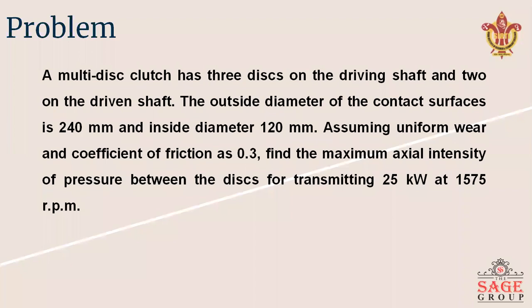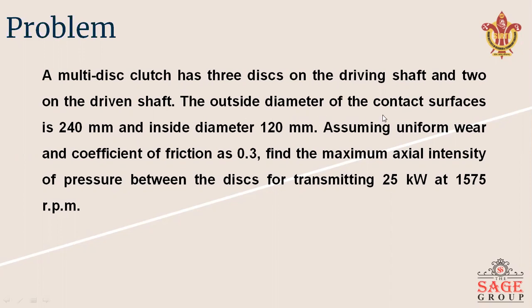This is a simple numerical problem related to the clutch. Here you can see that this problem is related to the multi-plate clutch. A multi-disc clutch has 3 discs on the driving shaft and 2 discs on the driven shaft. That means N1 is equal to 3 and N2 is equal to 2.